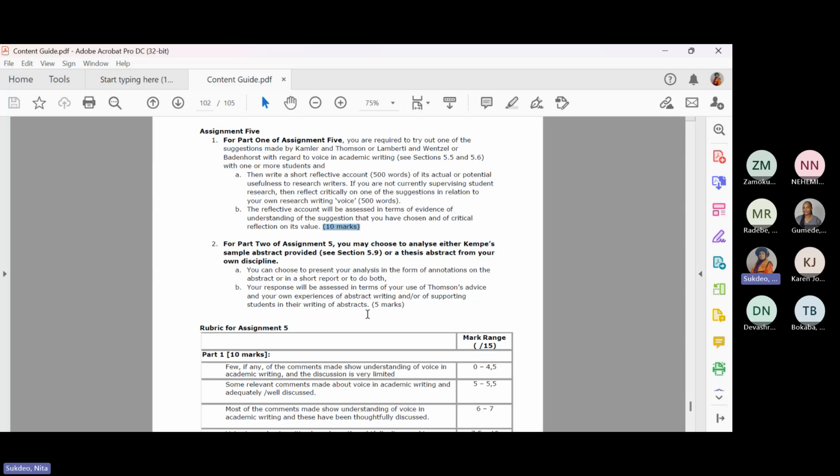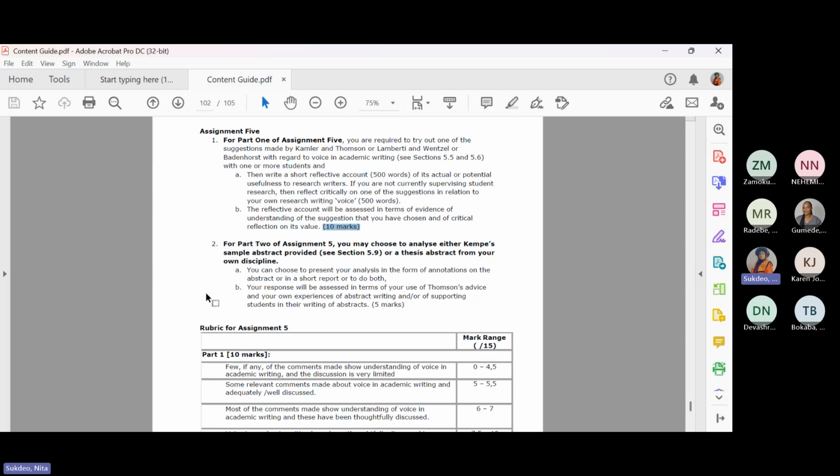You can choose to present your analysis in the form of annotations on the abstract or in a short report, or to do both. So you unpack it into the elements that needed to be there, what needs to be improved. Like we said, it didn't have a very strong opening sentence or opening paragraph. The methodology or the findings could have been much stronger, those kind of things that we were unpacking. Okay, everything that we looked at in that abstract.